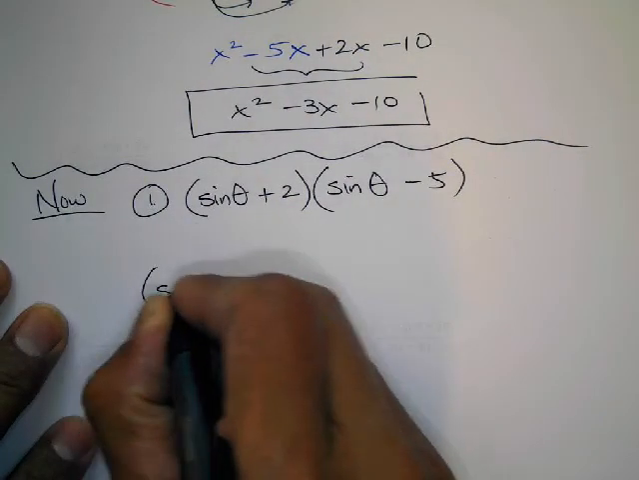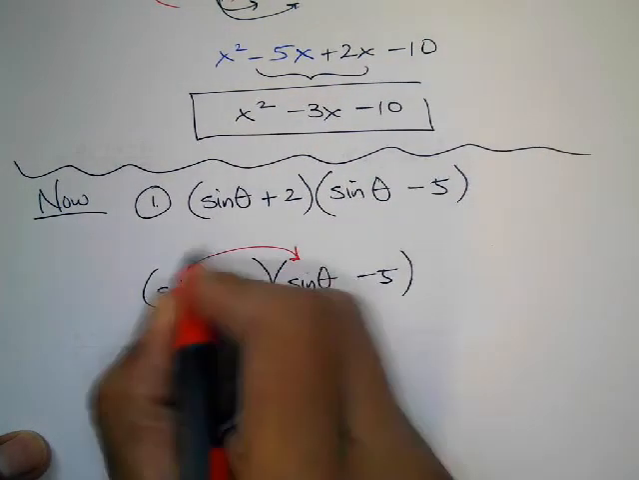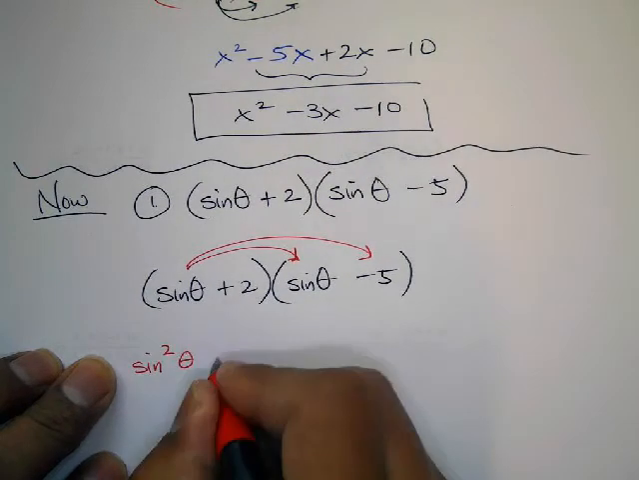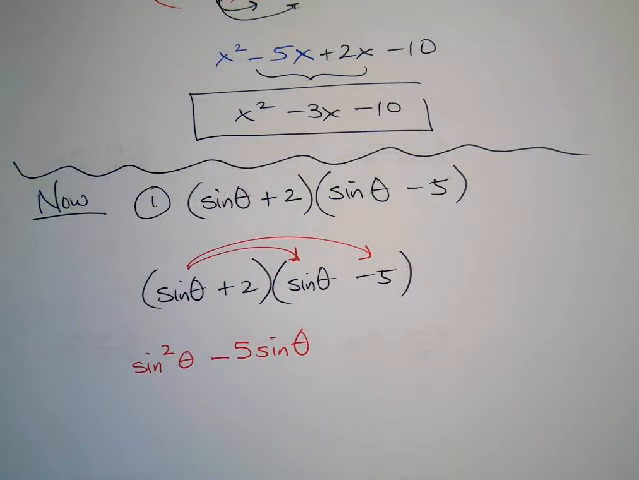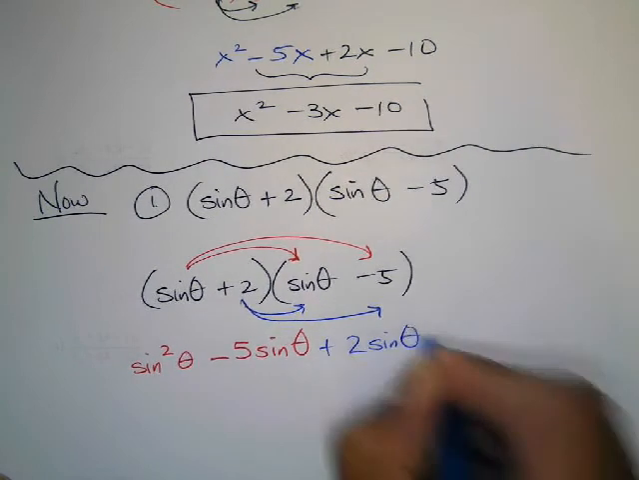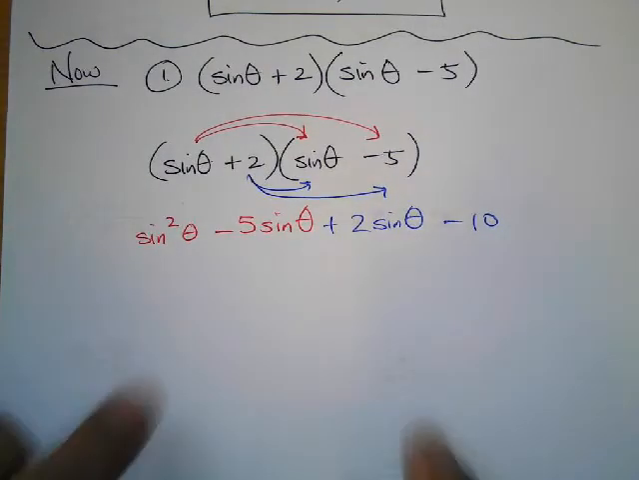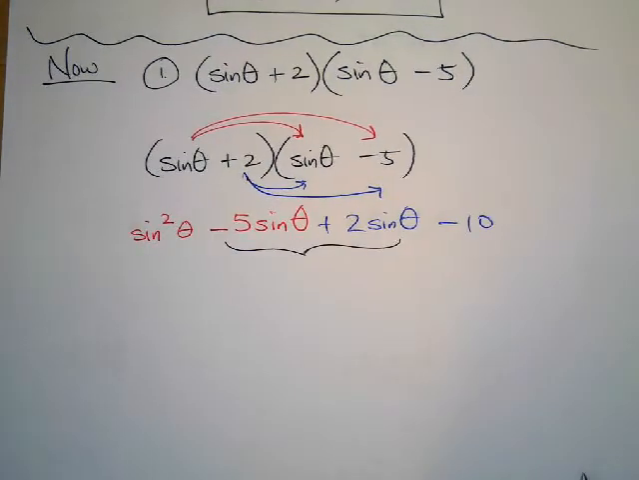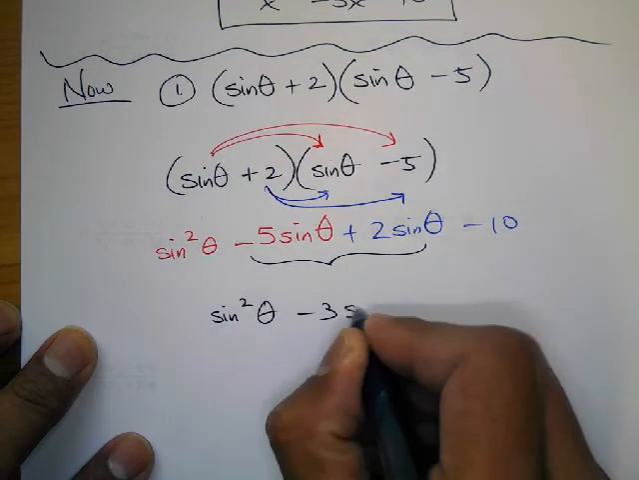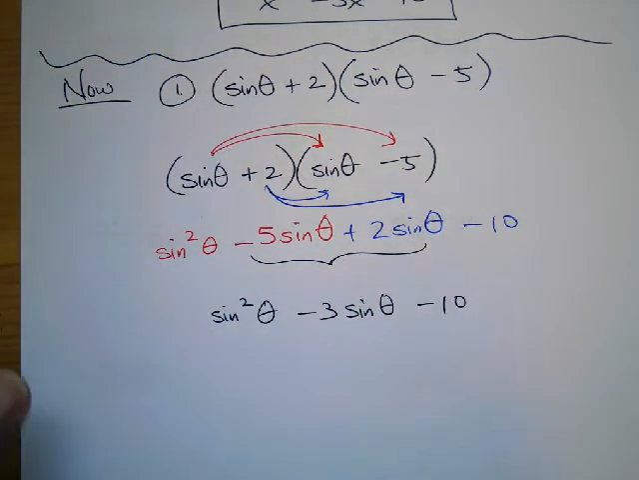How would you multiply this? Well, the same thing, you distribute. This one times these two, that would be sine squared minus 5 sine, and then this one times these two, right? Plus 2 sine minus 10. Exactly how we did this over here. And then these middle terms are like terms, we can add them. So the final answer would be what? Sine squared minus 3 sine, right? Negative 5 plus 2, negative 3 sine theta minus 10. Okay, well, there's going to be more to it.